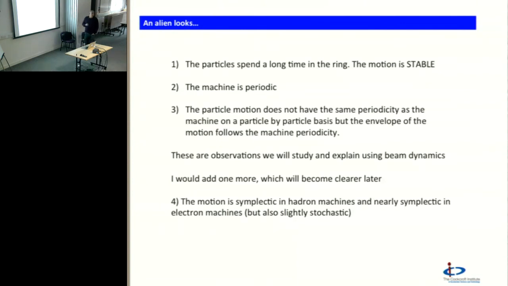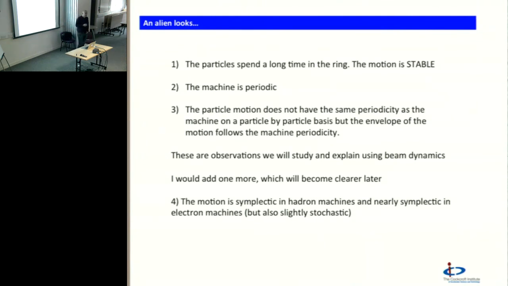Then, the next one's probably harder to guess: the motion of a given particle does not have the same periodicity as the machine on a particle-by-particle basis, but the envelope, or the maximum oscillation size around the machine, does indeed follow the machine periodicity. So the first one you can probably guess, the other two you probably won't, hard to get your head around. But these are observations. Essentially our goal is to understand why this is the case. Why does Diamond work? And we'll explain and derive all of these using beam dynamics.